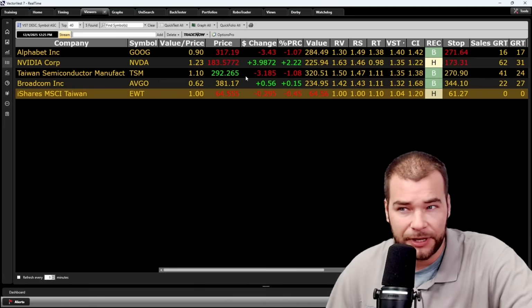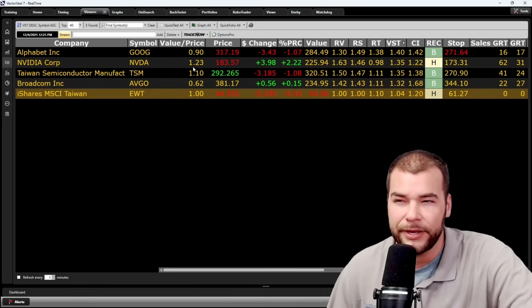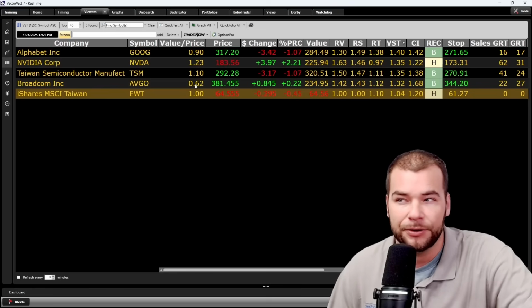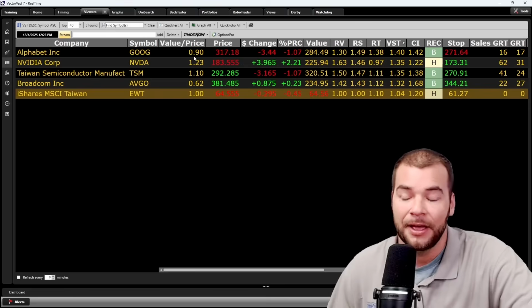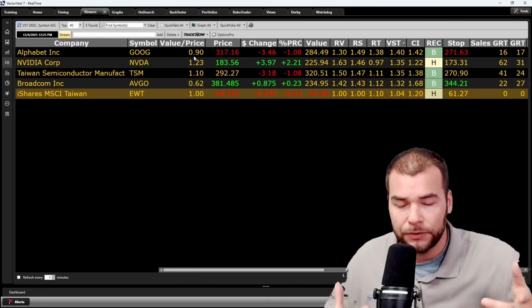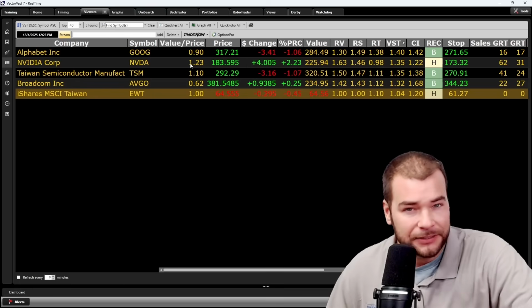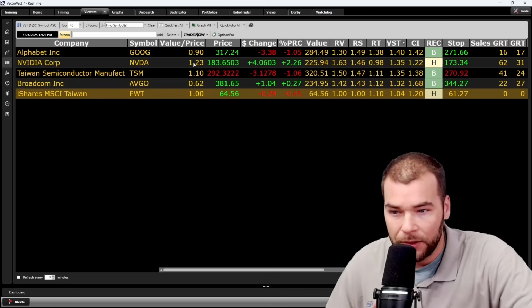Now looking at some of these other stocks here, Nvidia, greatly undervalued. Still like Nvidia. Taiwan Semi, undervalued. Broadcom and Alphabet. And I have a feeling with this news of their chips coming out and this partnership, that's what's pushing up the price right now. And that's okay. Investors are willing to pay a premium.